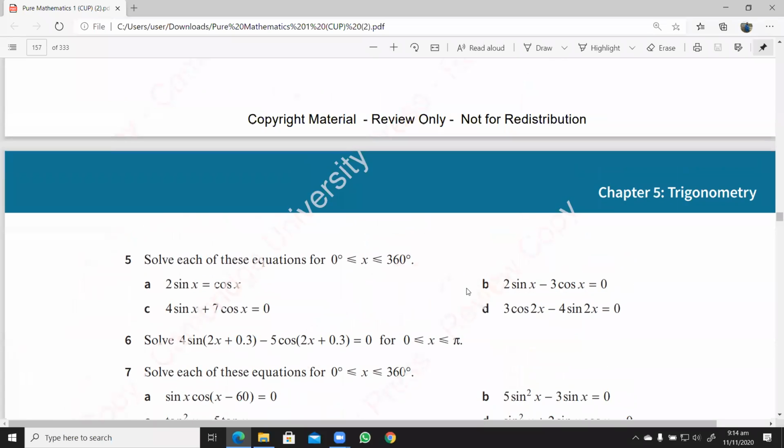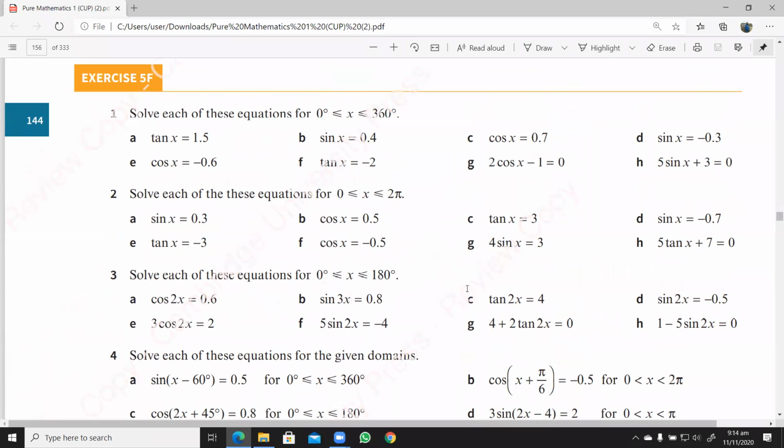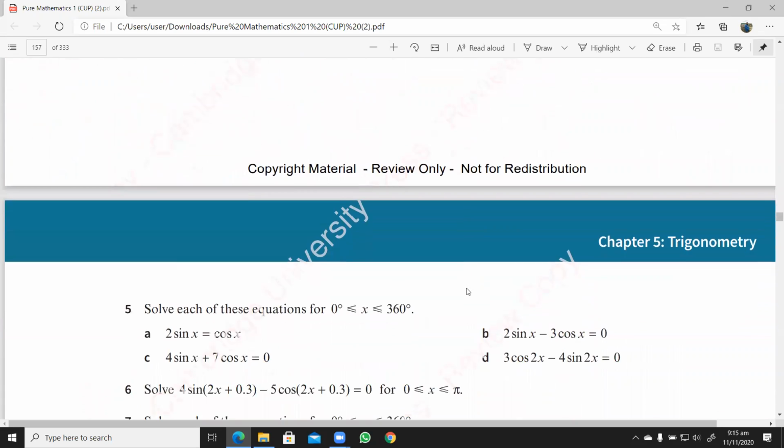Whatever kind of equation you have, you should end up with an equation like the equations in question number 1 and 2. Ultimately, your equation should simplify to the form that you have here in question number 1 and 2. You will have to apply those trigonometric identities, and then you might have to change the angle as well. Let's start with question number 5.